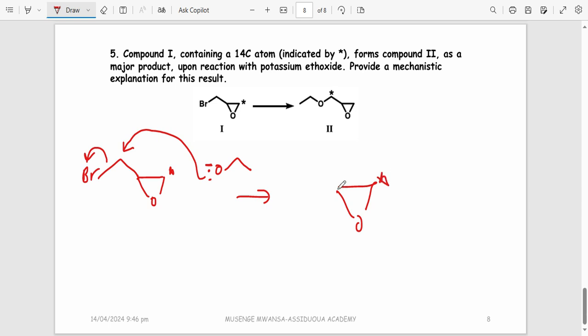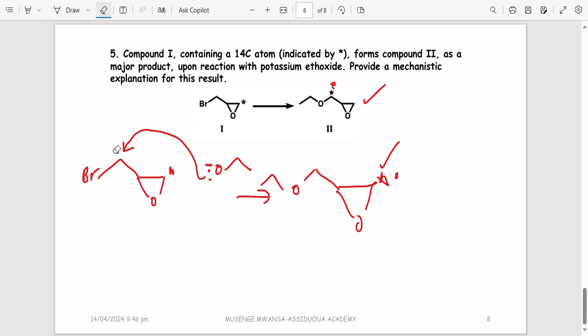Remember there is a star here. So this thing has gone, so the oxygen is going to come and attack here, and remember the oxygen also has a methyl. But this product is not this product. You can see the star is here, but in the other one the star is here. So this reaction doesn't happen like this.